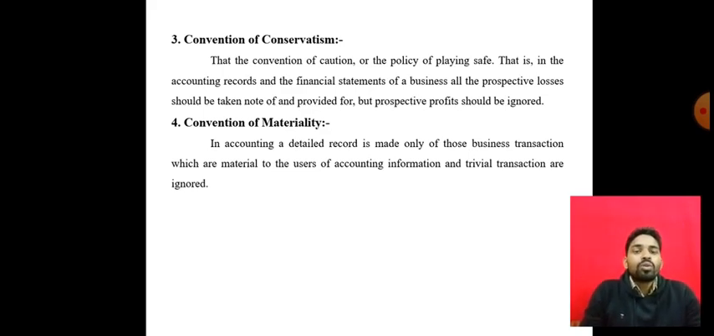They may ask you to explain the basic concepts of accounting for 5 marks, or to explain the important conventions of accounting for 5 marks. Both are very important. They may also ask about materiality or conservatism for 2 marks.